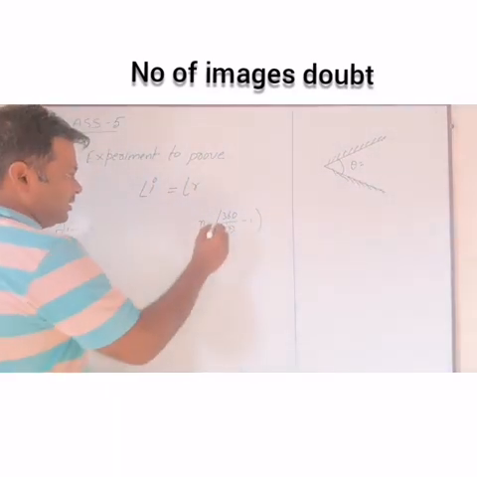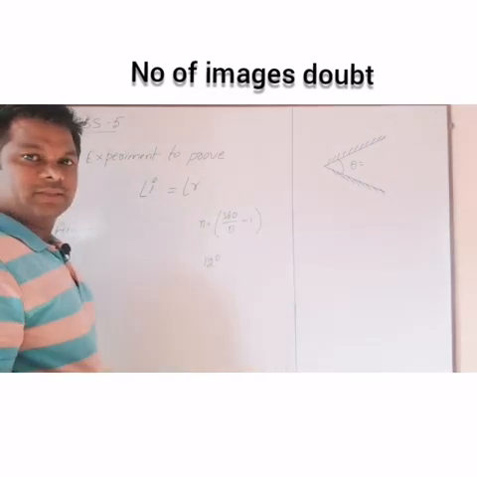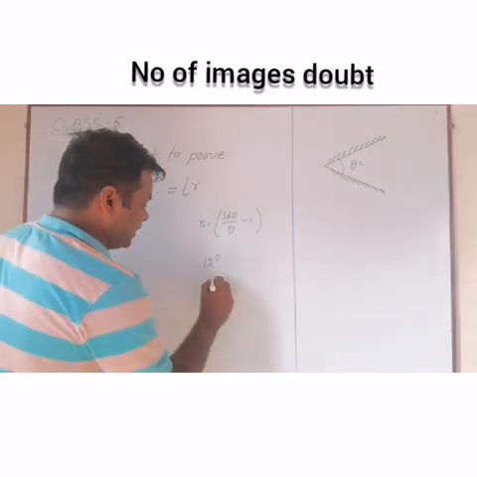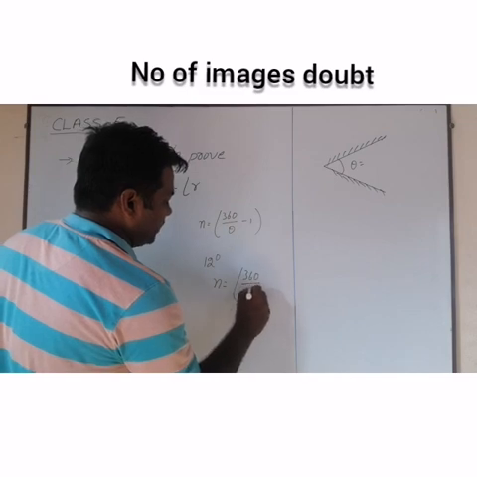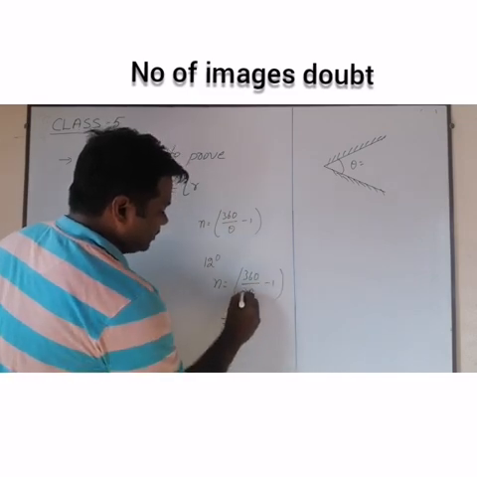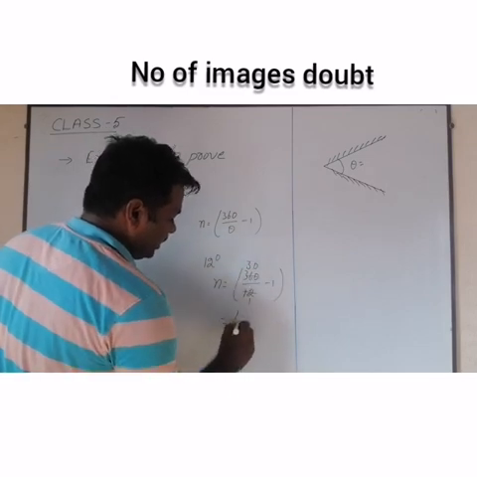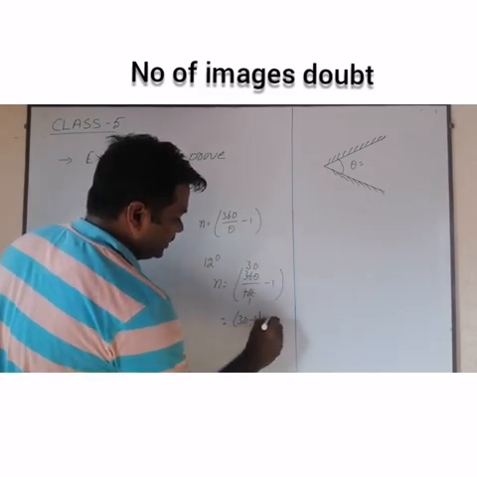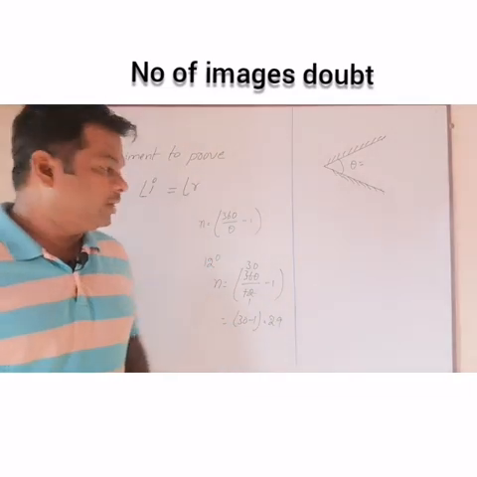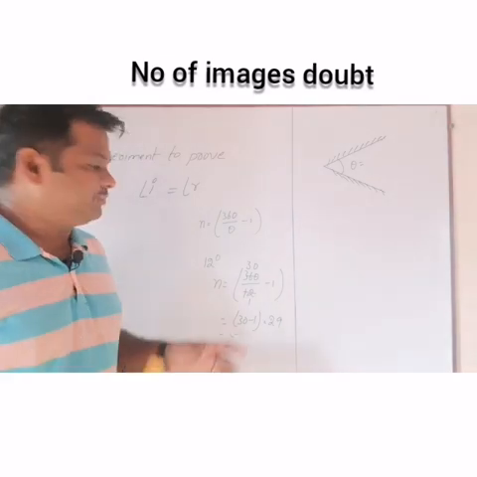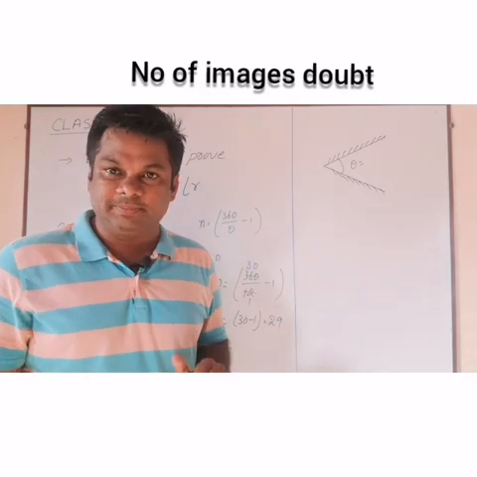For example, if I give 12 degrees to you, then you can solve this problem very easily by calculating like this. That is 360 by 12 minus 1. 12 ones, 12 threes are 36, and 0, and you will get 30 minus 1, that is equal to 29. 29 images you can form when the angle is 12 degrees between them.